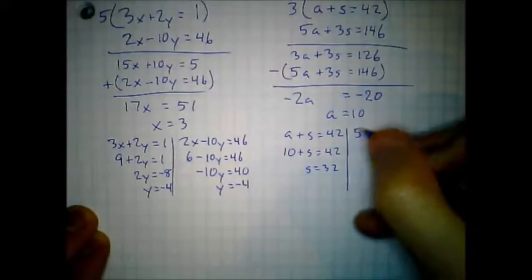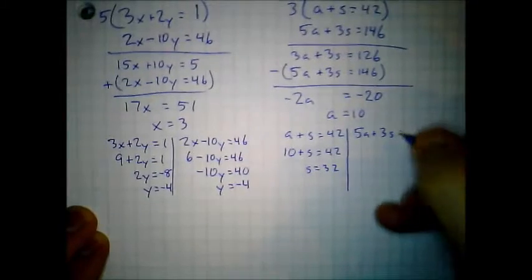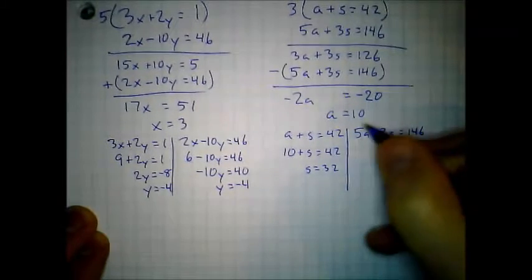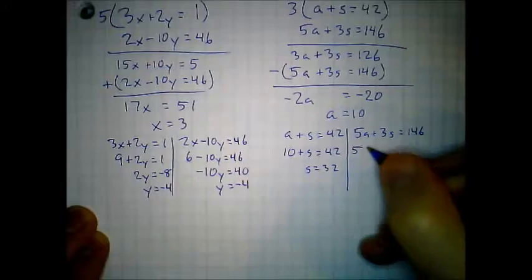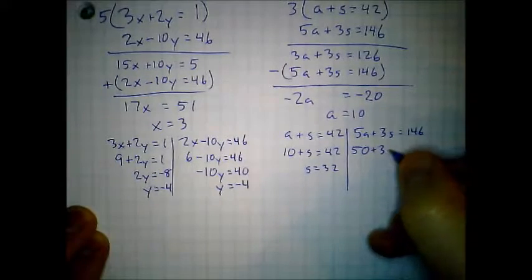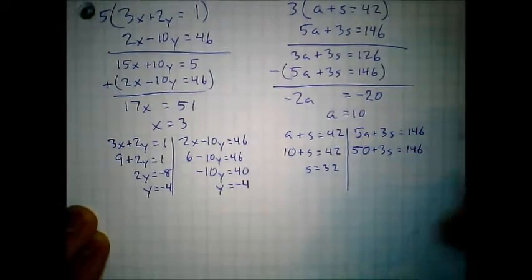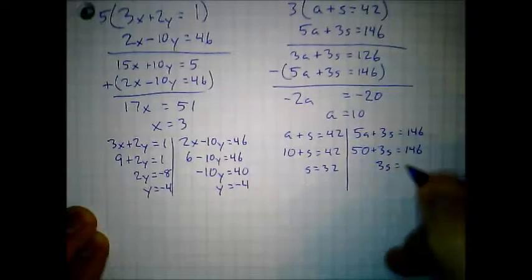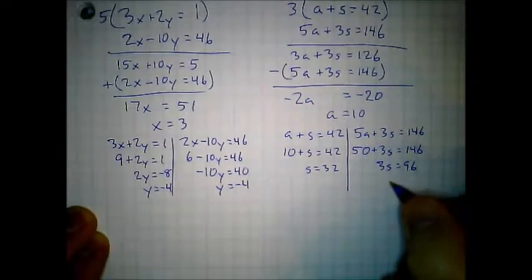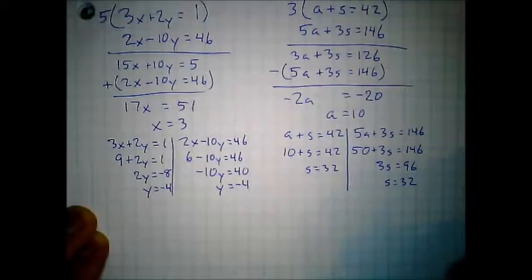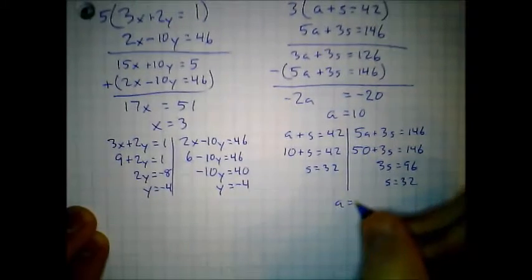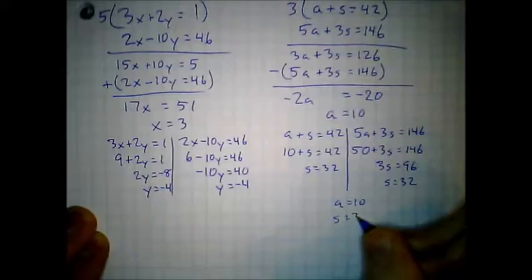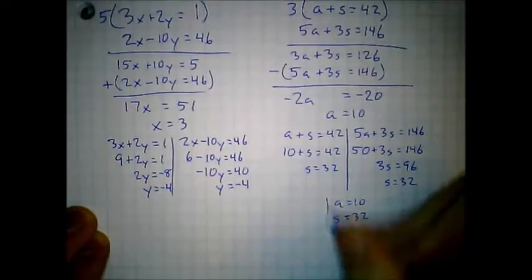And our second equation, 5a plus 3s equals 146. Substitute 10 in for a. So 5 times 10 is 50. Plus 3s equals 146. Subtract 50 from both sides. So we have 3s equals 96. Divide by 3 and get s equals 32. So our answer is a equals 10 and s equals 32.